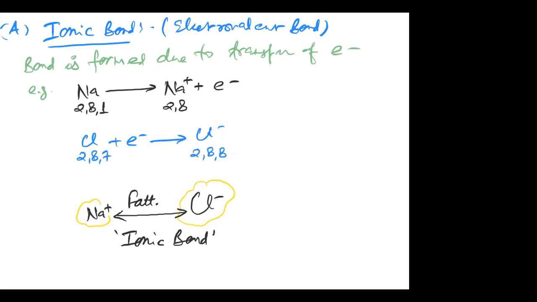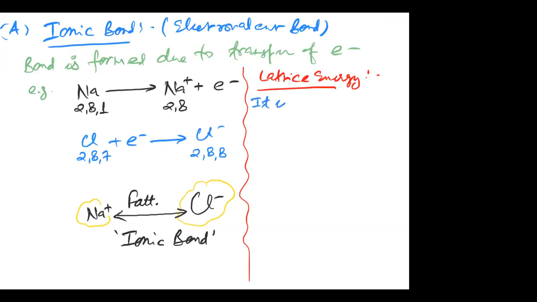As far as the strength of an ionic bond is concerned, it is measured according to lattice energy. So if we look at the definition of lattice energy, it is a measure of the strength of an ionic bond.